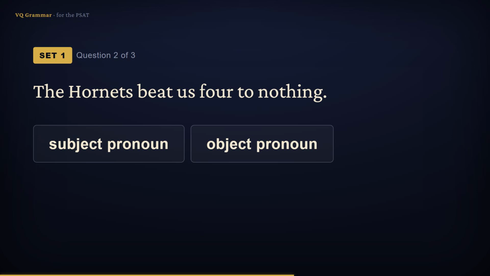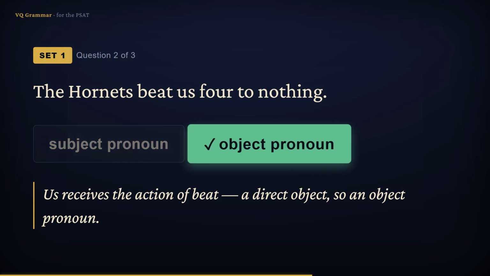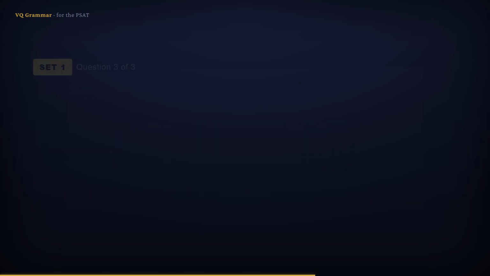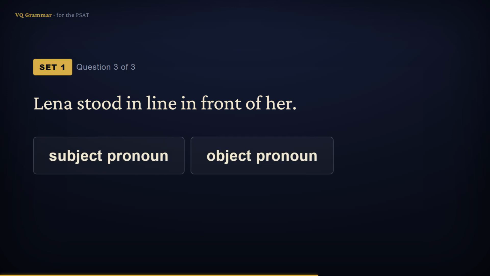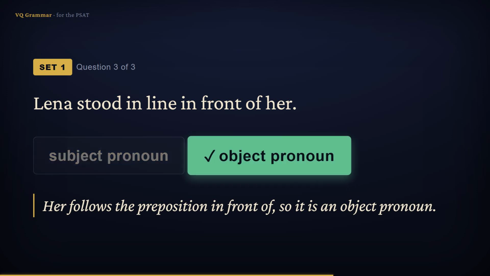The Hornets beat us 4-0. Look at us. The Hornets are the doers here, and us is on the receiving end of the verb beat. Since the pronoun receives the action, it's an object form. So the answer is object pronoun. Lena stood in line in front of her. Look at her. It comes right after the little phrase in front of, which is a preposition. A pronoun after a preposition is always an object form. So the answer is object pronoun.